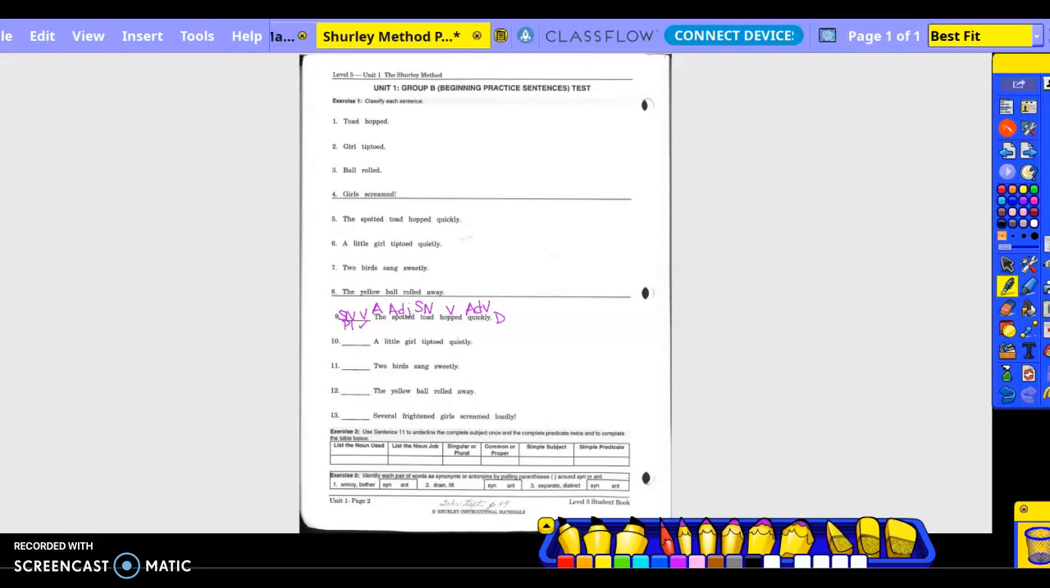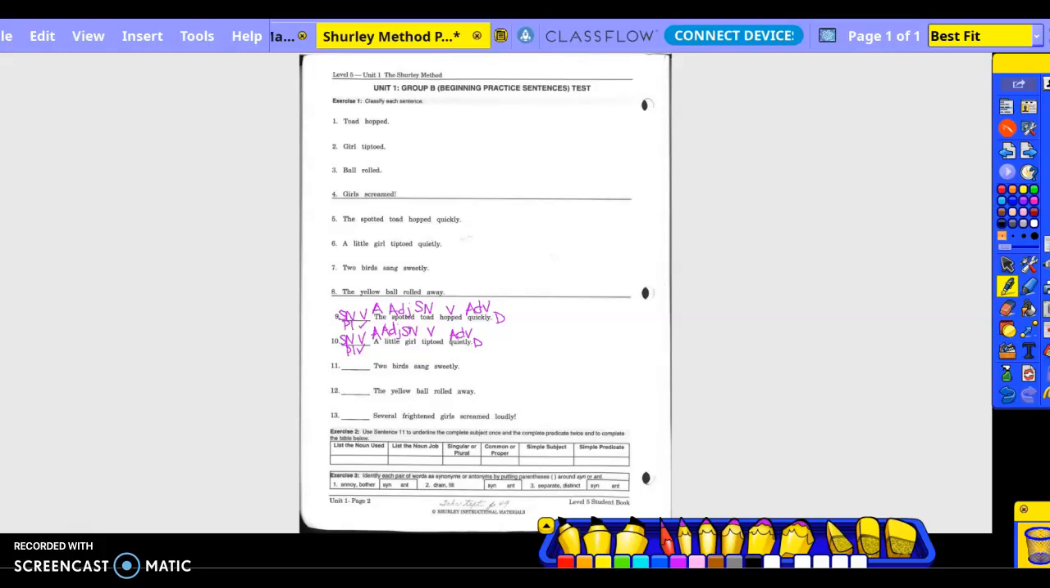Okay? A little girl tiptoed quietly. So, what tiptoed quietly? What is being said about the girl? Tiptoed how? Adverb. What kind of girl? Okay. Pattern: subject, noun, verb, pattern one, check. Period.